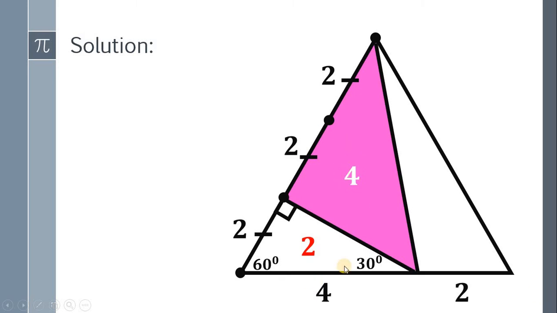Now, using again the same concept that the ratio of the areas of two triangles having the same height is equal to the ratio of their bases. Since we know the area of this big triangle, which is 2 plus 4 or simply 6, it follows that the area of this triangle in white must be equal to 3, or simply half of 6. Therefore, the ratio of this shaded region to the whole equilateral triangle must be equal to 4 over 4 plus 2 plus 3 or simply 4 over 9. And we're done.